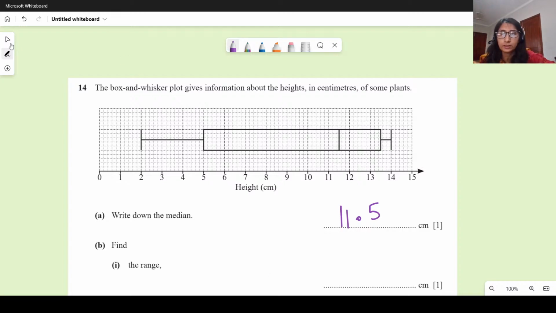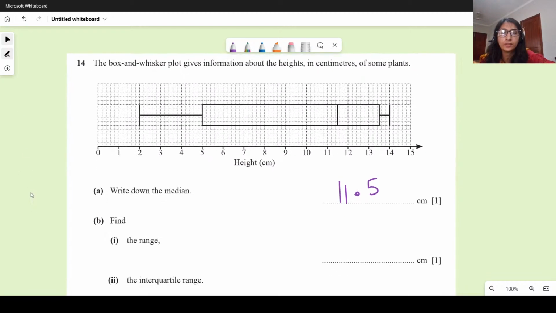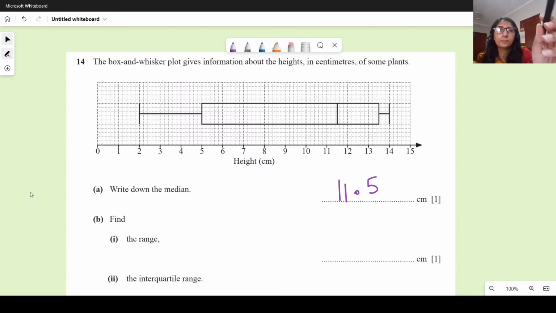Next, I have to find the range. Range is simply the maximum value of the data minus the minimum value of the data. So what's the maximum value here? It's 14, minus what's the minimum value? 2. So the range is 12.